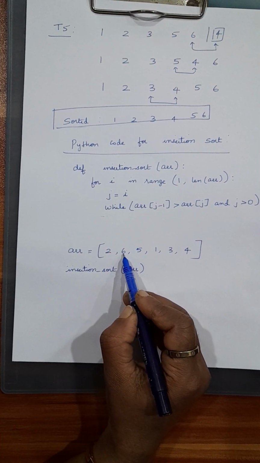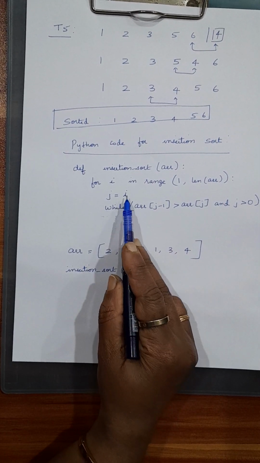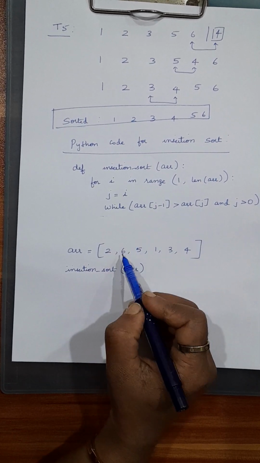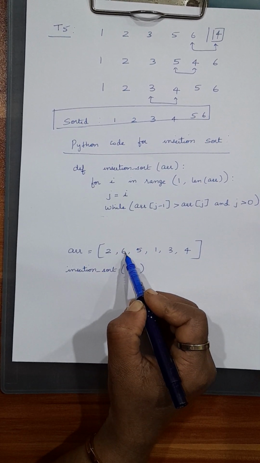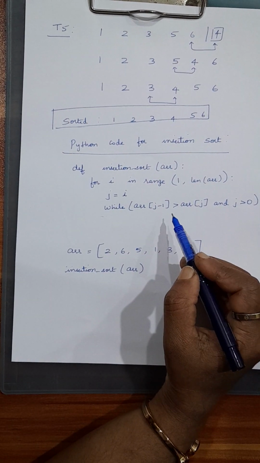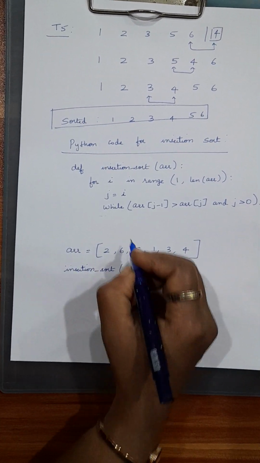j is pointing here to 6. Now it will check array of j minus 1, so array of 1 minus 1 is 0. Now it will check whether 2 is greater than the current element, and j should also be greater than 0 because it should not go for negative indexing. If this is the case, if it is greater, then we have to swap.